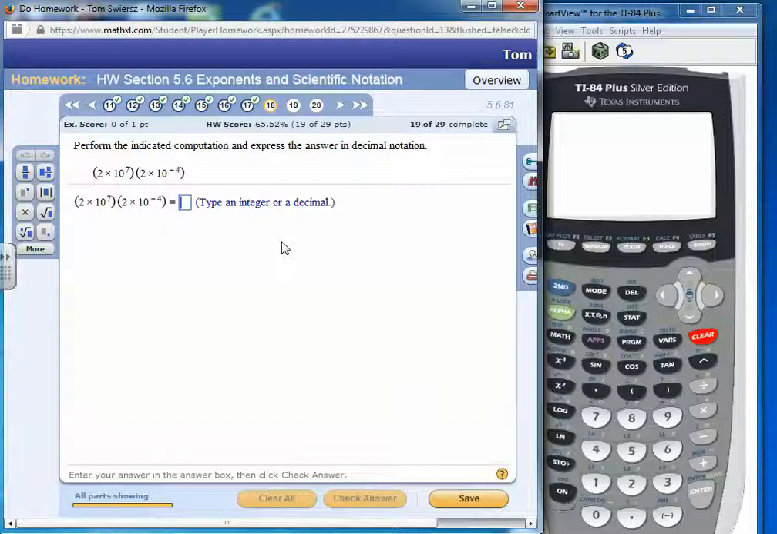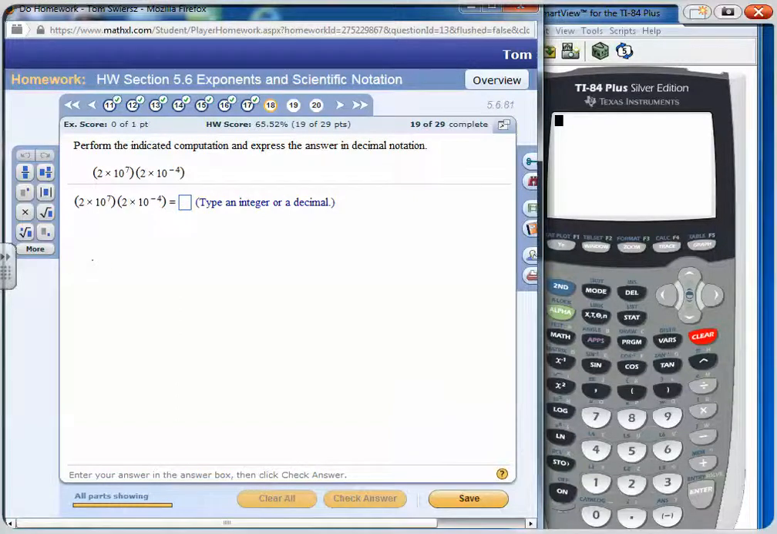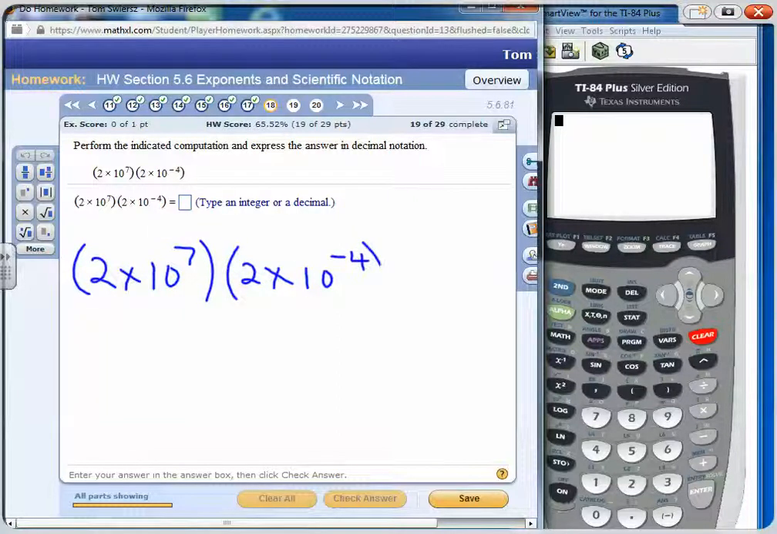Number 18, 2 times 10 to the 7th times 2 times 10 to the negative 4th. Now, you can actually use your calculator to do computations. Let me show you how to do this by pencil and paper. Then a lot of these problems we can do with our calculator. You can multiply the two decimal parts together. So 2 times 2 is 4.